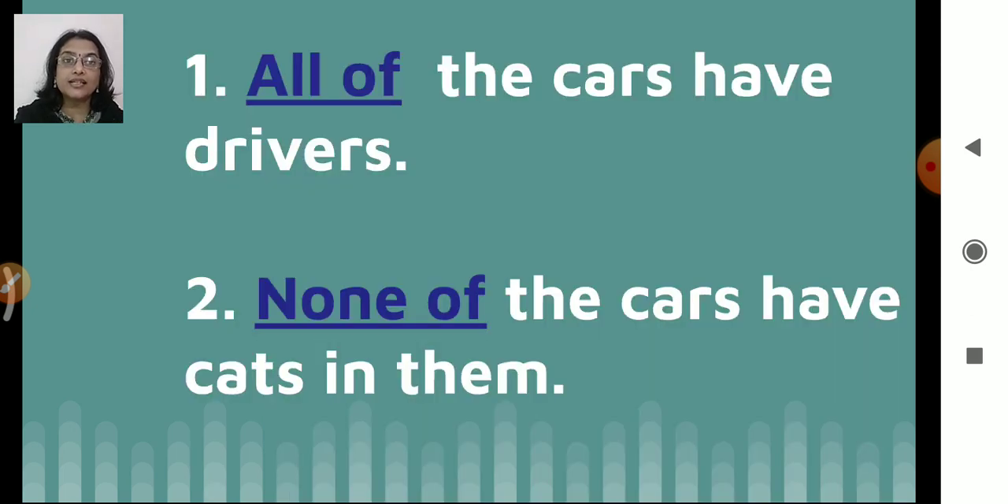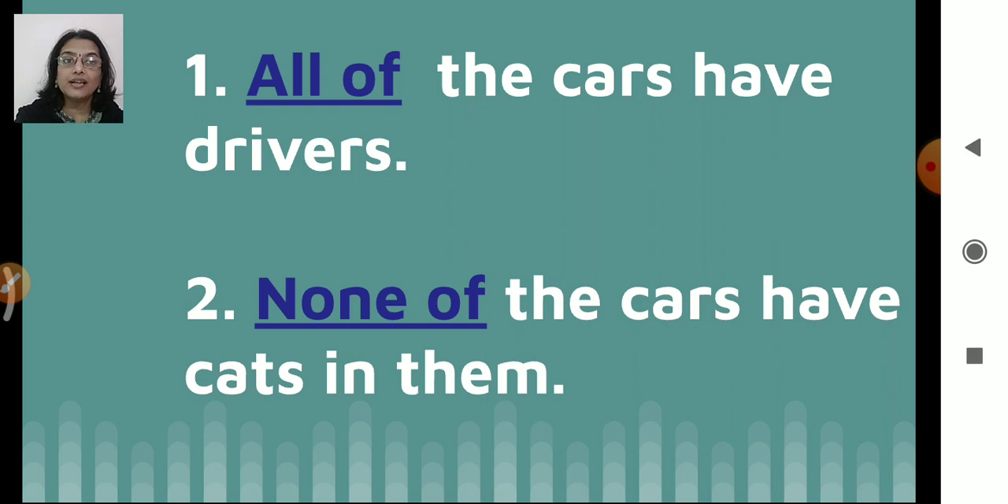Now the first is, dash the cars have drivers. So if you'll see the picture, can you see? Yes, check in your book. Yes, all the cars have drivers, isn't it? So we'll write all of the cars have drivers.